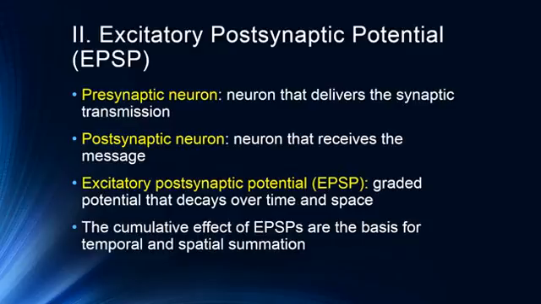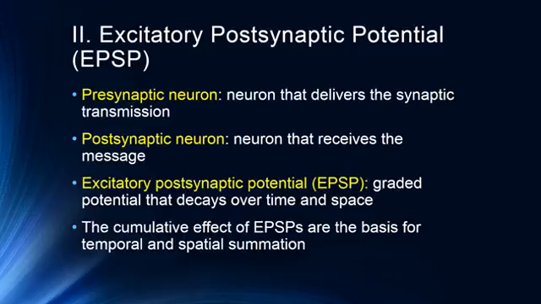The first concept I want to introduce in this area is what's called the excitatory postsynaptic potential. We have to get a little lingo out of the way first. We talk about a presynaptic neuron as a neuron that delivers the synaptic transmission. The postsynaptic neuron is the neuron that receives the message. So when we talk about an excitatory postsynaptic potential, we're talking about excitation occurring at the postsynaptic neuron, which is at the other side of the synapse. So it's receiving a message from the presynaptic neuron, which is delivering the message.